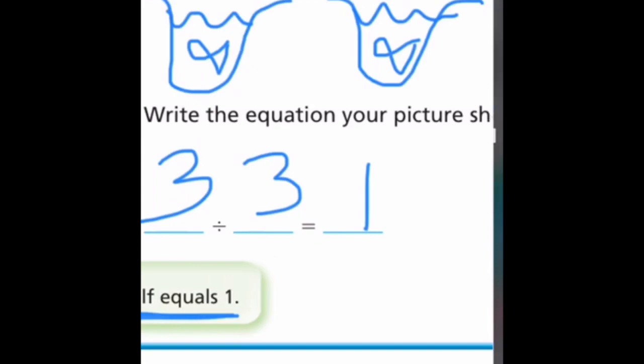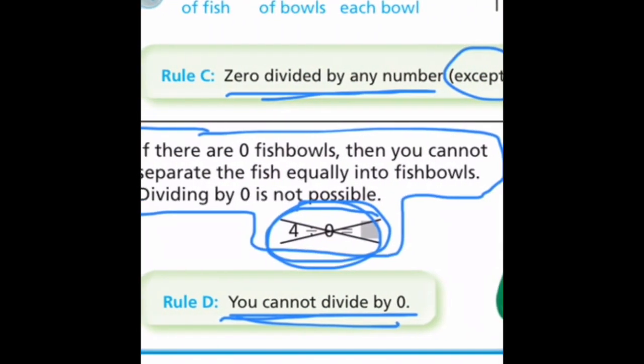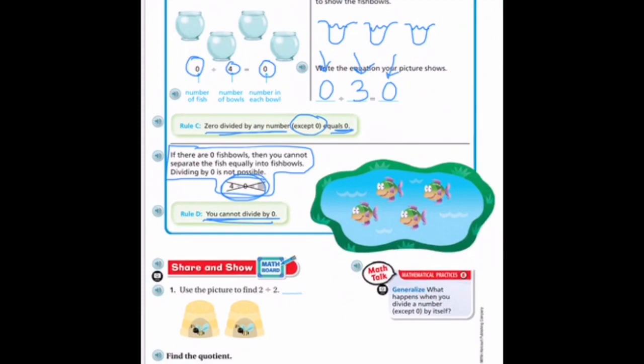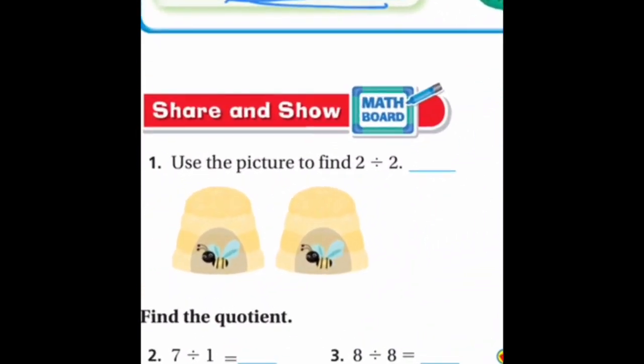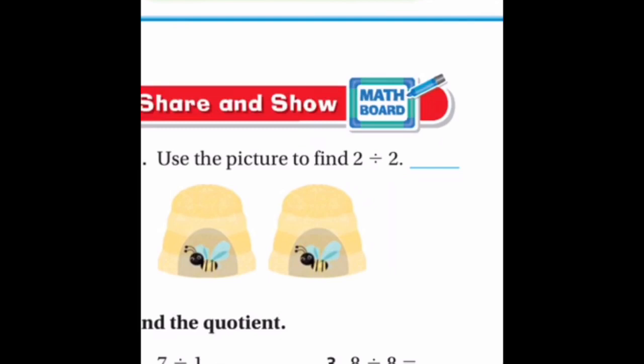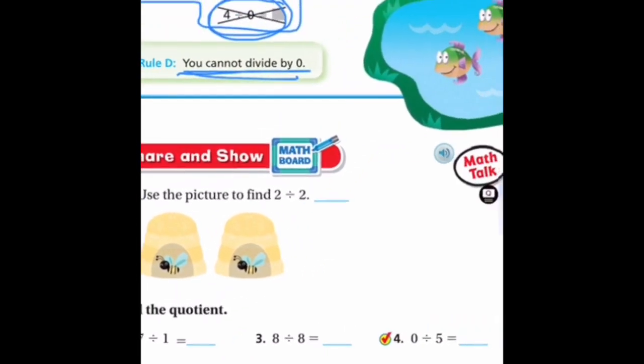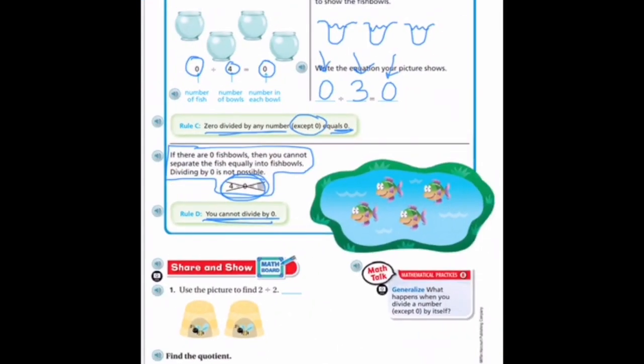All right. Whoops, sorry about that. Here we go. All right, share and show. Use the picture to find 2 divided by 2. So all that means is we have 2 bees divided equally into 2 beehives. How many bees go in each hive? And then 2, 3, and 4. And I think there's a 5 over there.